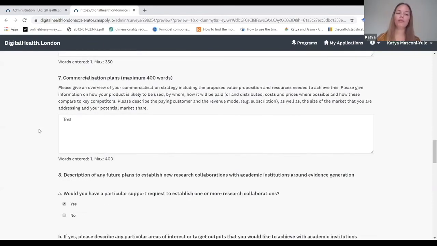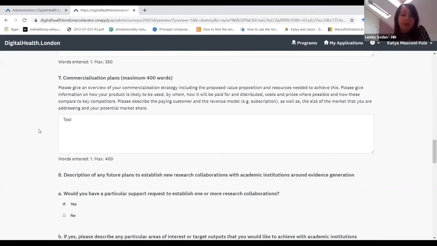Next, we move over onto commercialization plans. This is really important for us to understand where it is that you see yourself both now in terms of making this product available and making it financially viable, as well as where you see that in the future. Lesley, what would you like to see someone answering this question?